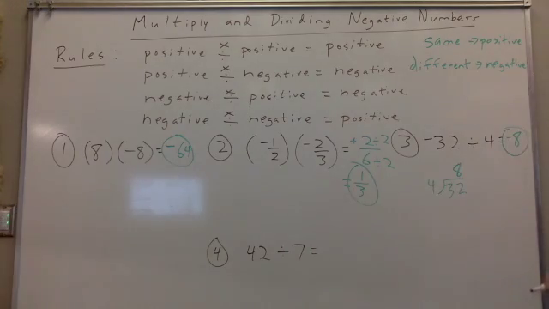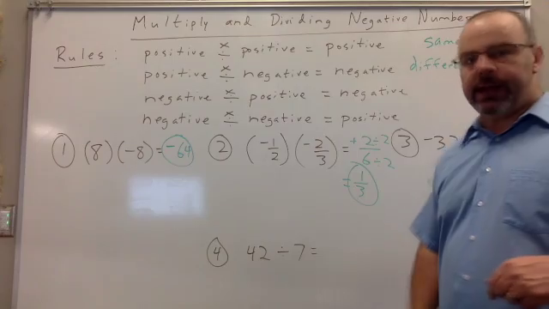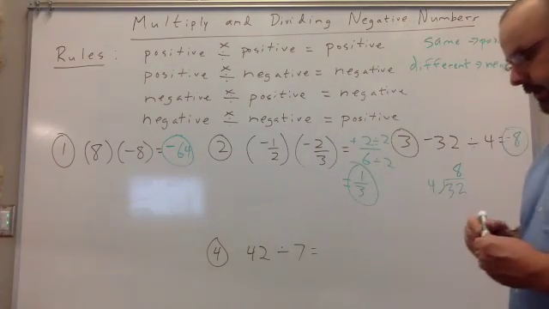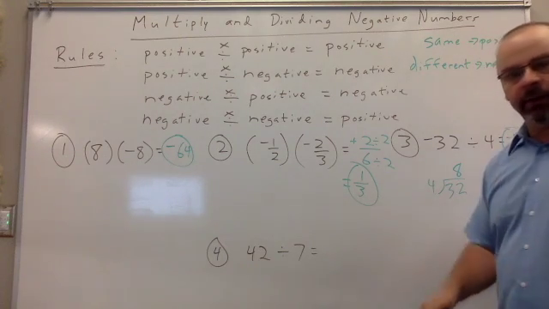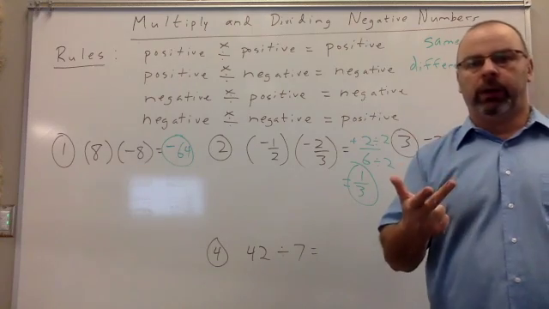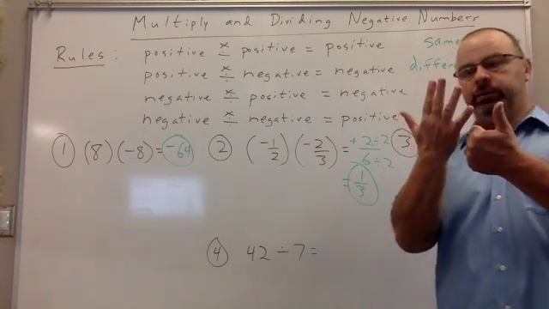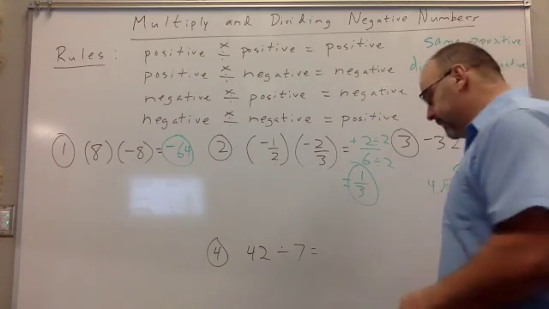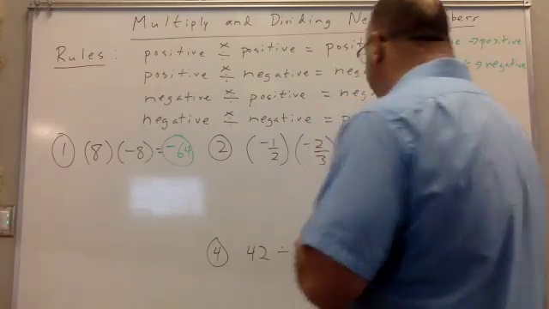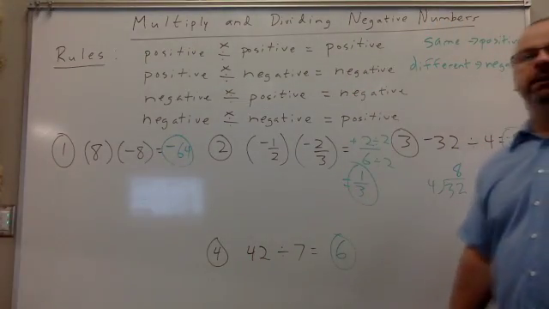Okay? And finally, what's a positive divided by a positive? It is a positive. How many times does 7 go into 42? So let's figure that out. 7, 14, 21, 28, 35, 42. Goes in 6 times. So the answer here is 6. And that's how you multiply and divide negative numbers.